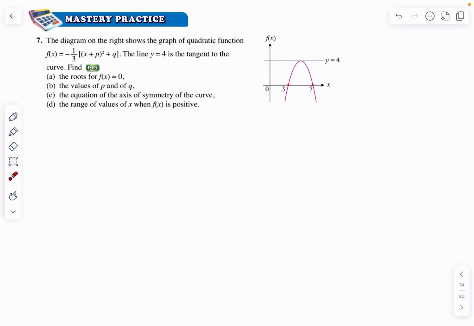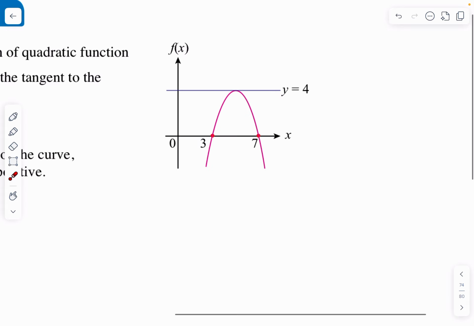Question 7. The diagram on the right shows the graph of function f(x) equals to this. The line y equals 4 is a tangent to the curve, right? So this is a tangent line. That means this is 4. So if that is 4, the vertex here would have a y value of 4.